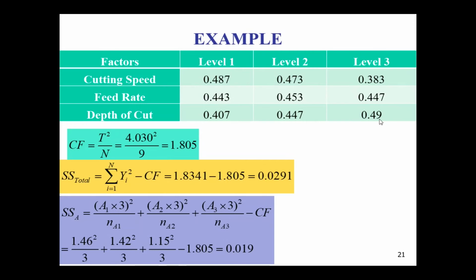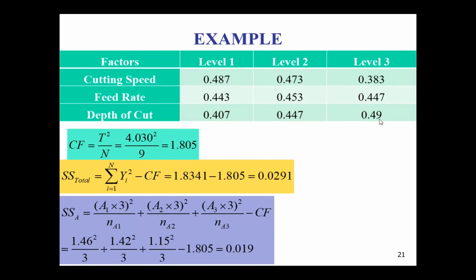That square is divided by the number of times each level value comes in the 9 experiments. Level 1 comes 3 times, level 2 comes 3 times, and level 3 comes 3 times. So we are dividing it by 3. If I am going to take two levels, then I have to divide it by 2. If I am going to consider 4 levels, then I have to divide it by 4. So these are simple calculations. So that minus 1.805 is equal to 0.019. So that is the sum of squares for cutting speed.